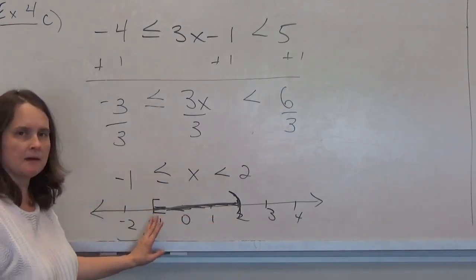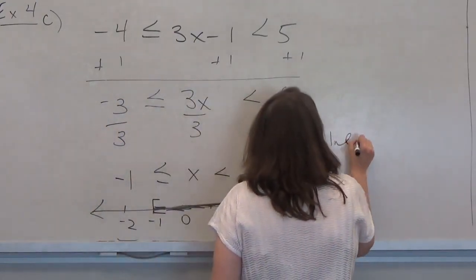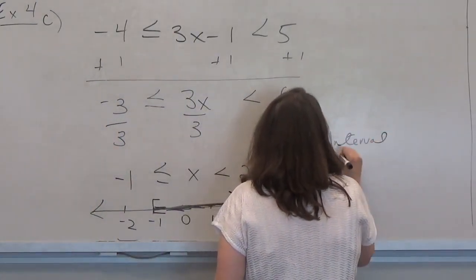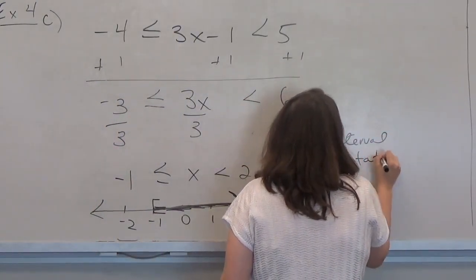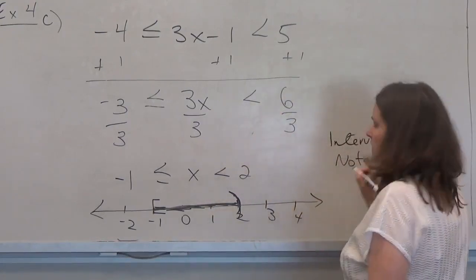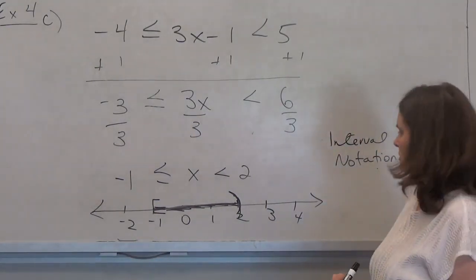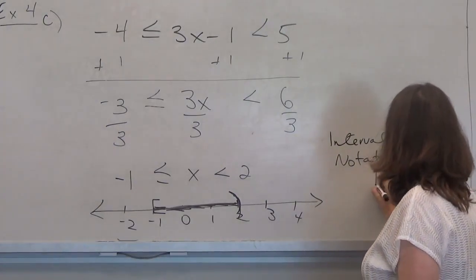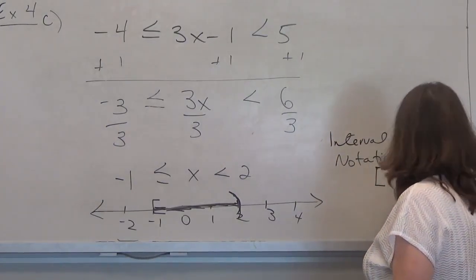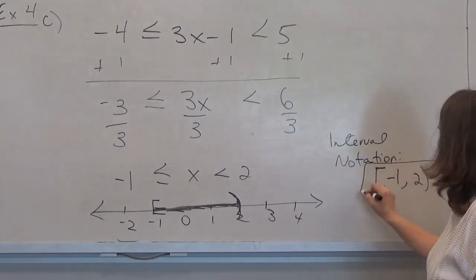Interval notation can be read directly from the graph. So our interval notation is going to be square bracket. Well, I'll let you think about it for a second. So your interval notation will be square bracket, negative 1, comma, 2, parenthesis. And that is our answer in interval notation.